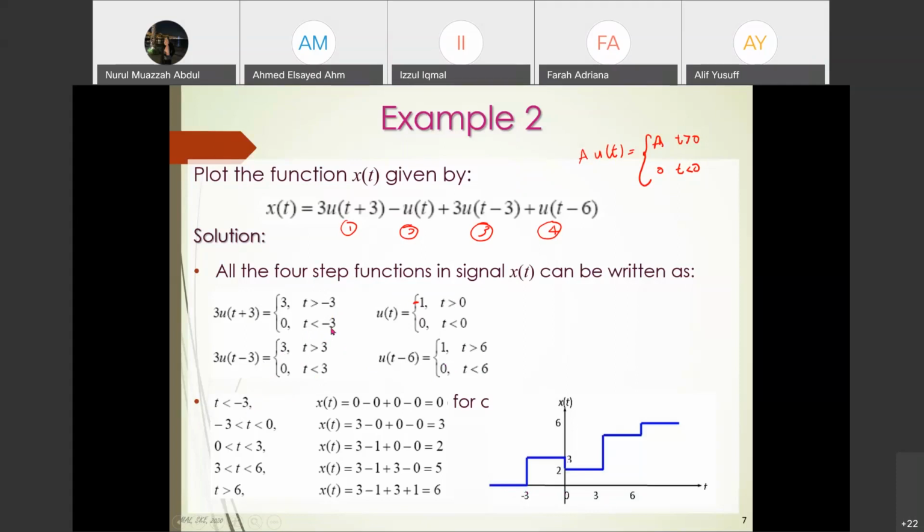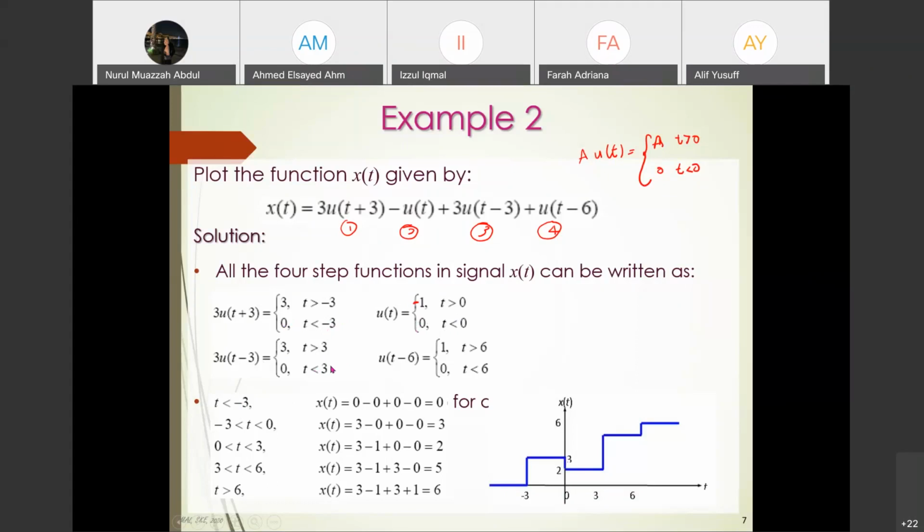So before negative 3, all signals are 0. Why? Because before negative 3, there should be no signal. If we look here, before negative 3, this is 0. If you look at the second signal, before 0 is 0. So it applies to before negative 3 as well.